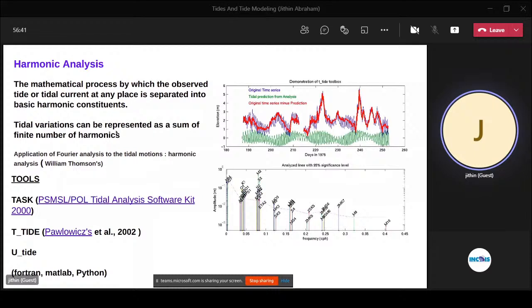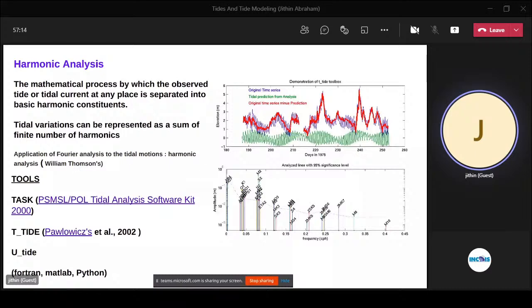And one of the methods to extract these tidal elevations from the observations is harmonic analysis. This is a mathematical process to extract the tidal currents or tidal elevations. It separates the observations into basic harmonic constituents. As we said, these tidal variations can be represented in terms of a sum of a finite number of harmonics.